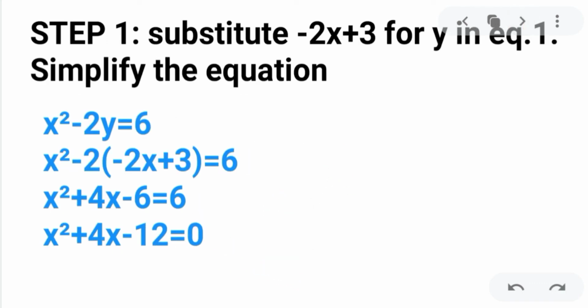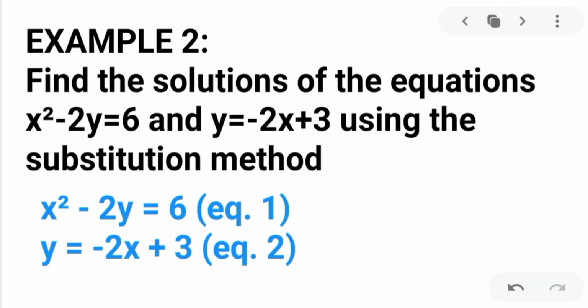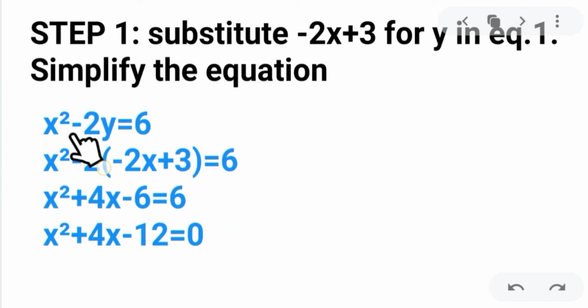First step is we have to substitute the value of the y in equation 2, which is negative 2x plus 3, in the y in equation 1. So that will be, this is your equation 1, x squared minus 2y equals 6: x squared minus 2, then the value of the y in equation 2, that is negative 2x plus 3, equals 6. Then simplify: x squared, negative 2 times negative 2x, that is positive 4x, negative 2 times 3, that is negative 6, and then equals 6.